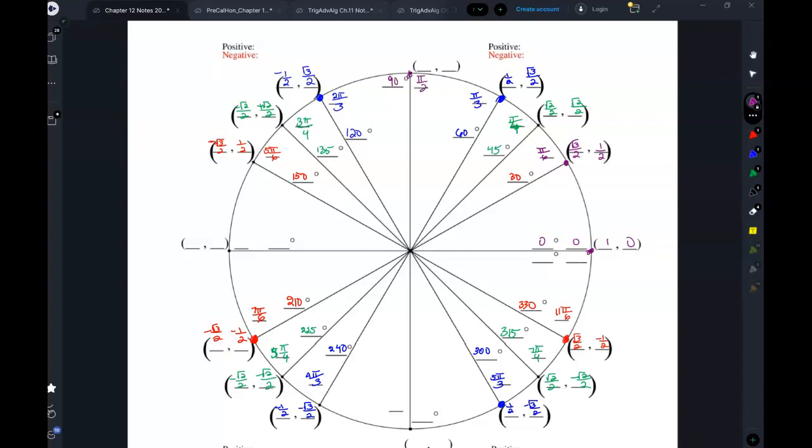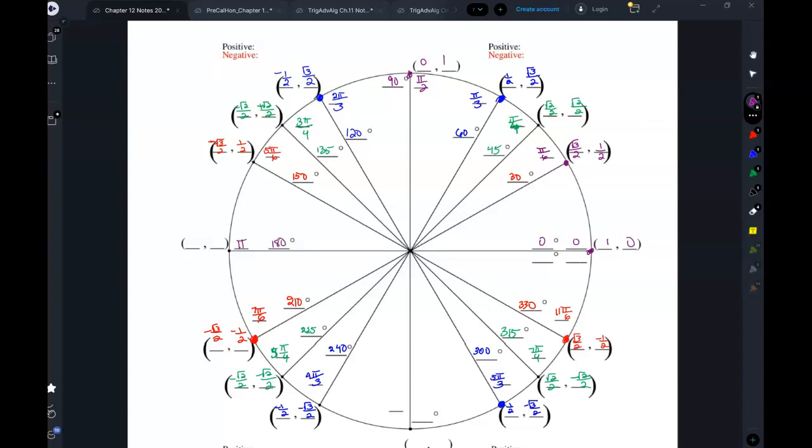Here I have 90 and pi over 2. How do I go over there? How much do I go horizontally to get to 90 degrees? 0 horizontally. How much vertically? 1. So if somebody asks me what's sine of pi over 2, you'll always see me doing like this. Oh, sine of pi over 2, that's 1, because it's up here, okay?